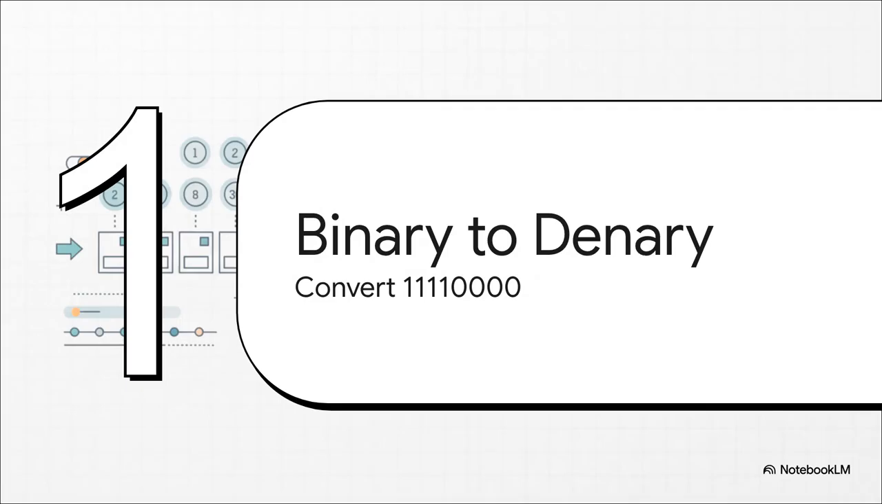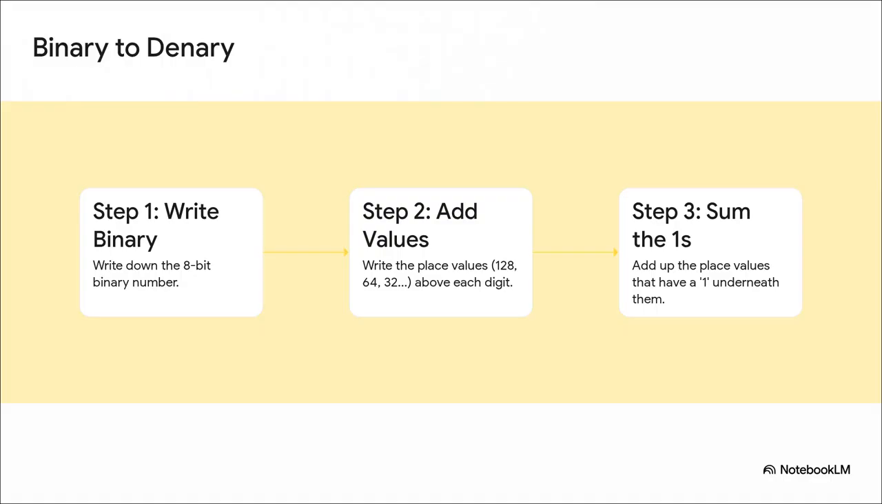Right? First up, we're taking this 8-bit binary number and turning it into its denary, or base 10, equivalent. This is a skill you absolutely have to nail. The method is pretty much foolproof, and it all comes down to 3 simple steps. Step 1, write down the binary number. Step 2, pop the 8-bit place values right above it. And step 3, just add up the place values that have a 1 sitting underneath them. Let's see it in action.